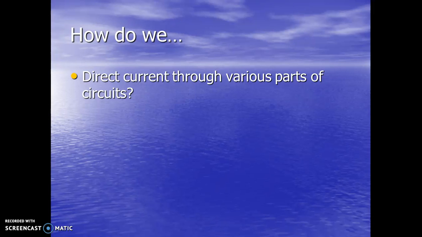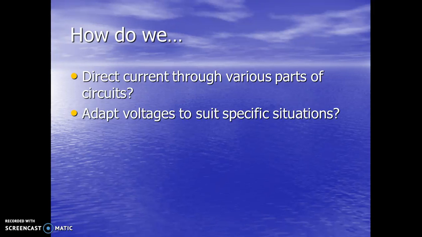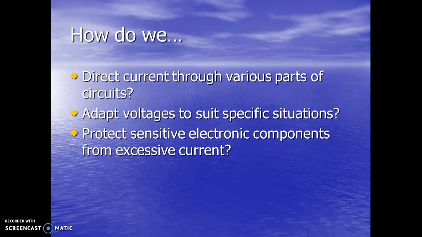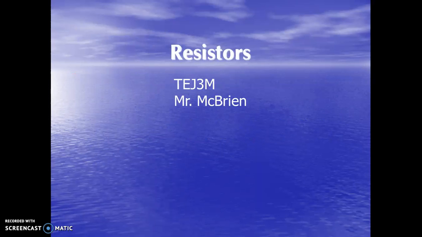So let's start with a little bit of a question. When we're building our circuits, how do we direct current through specific parts of what we're building? How do we adapt voltages to suit specific situations? And how do we protect sensitive electronic components from excessive current? Well, the answer to all of this is the same. The answer is resistors.